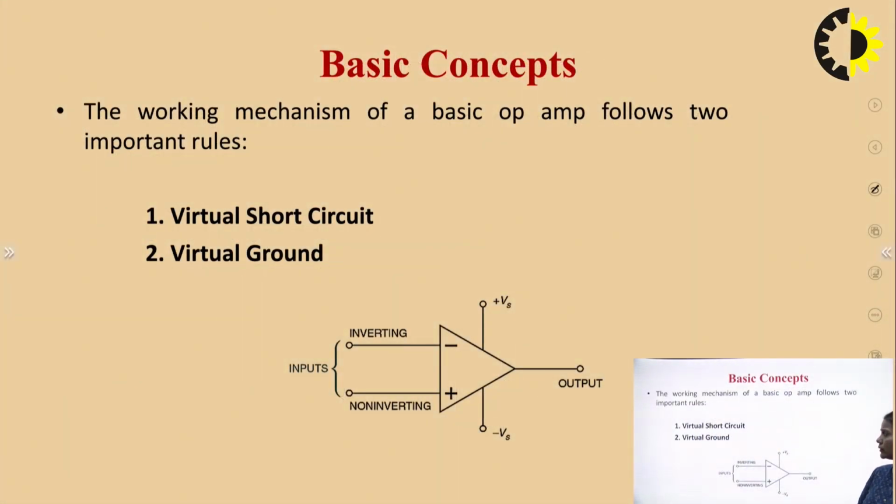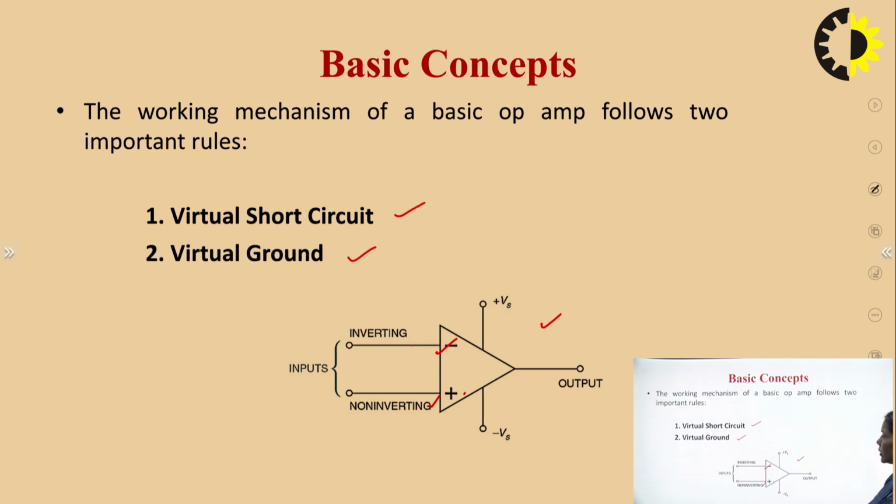First of all, let's cover the basic concepts before solving the numericals on Opamp, because these two are very important rules, the virtual short circuit and virtual ground. As we all know, this is the basic circuit of an Opamp, and an Opamp has an inverting terminal and a non-inverting terminal. The terminal with the negative sign is considered inverting, and the terminal with the plus sign is considered non-inverting. There are two rules. The virtual short, in short, means that the two terminals are always at the same potential.